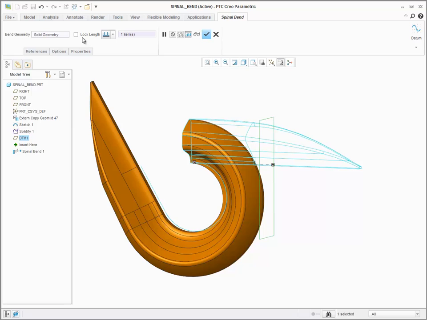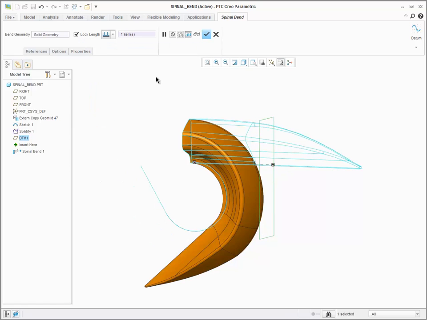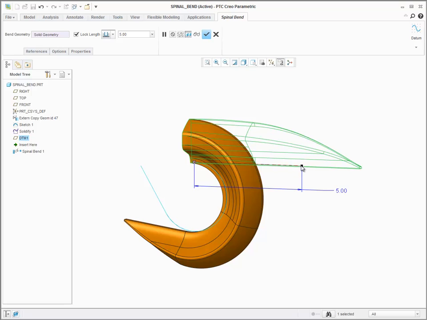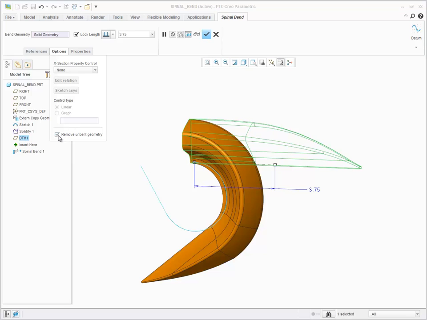You also have the option to keep the original length of the geometry that is bent, instead of adjusting it to the length of the spine. And you can also choose to remove the unbent portion of the geometry, or keep it.